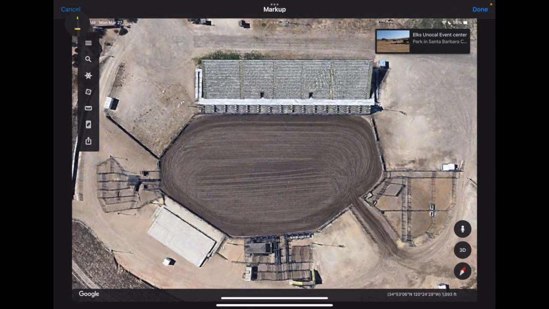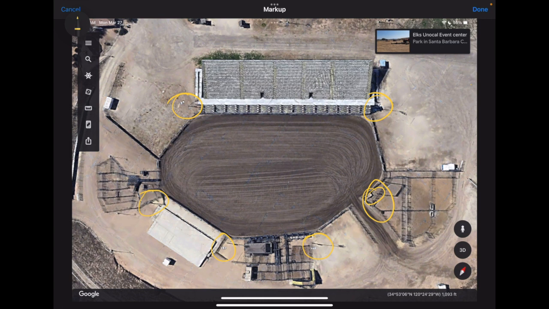This is the last arena that we'll look at for this video. This is the Santa Maria Elks Rodeo Arena. This one is a pretty big arena and it has actually pretty decent lights. They're really bright. They cover most of the important parts, right? You have here behind the chutes, there's another one here, here, here, and maybe here, something like that. They're bright. They cover most of the arena.